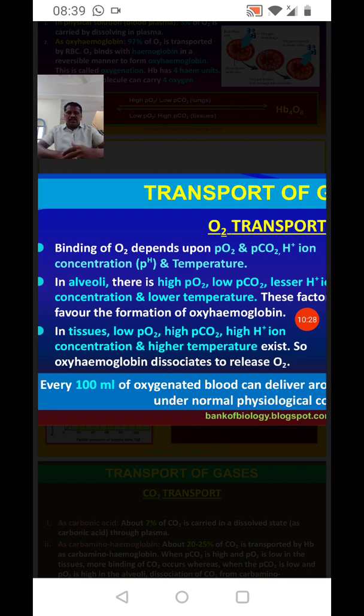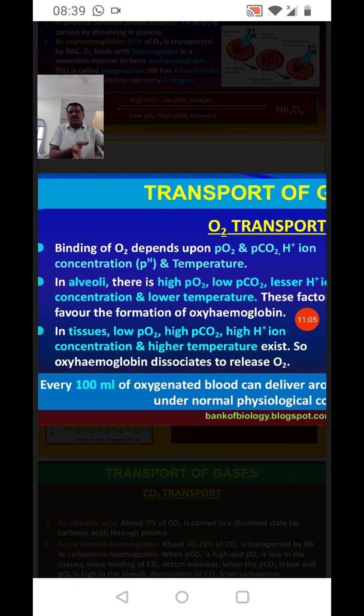But when it comes to the tissues, the place where the partial pressure of oxygen is low and the partial pressure of carbon dioxide is high and the pH is high and the temperature is high, these conditions favor the dissociation of oxyhemoglobin. Understood? And what does it mean?